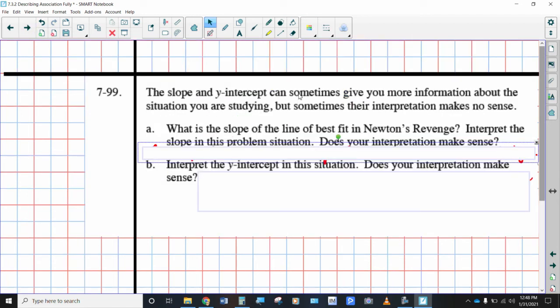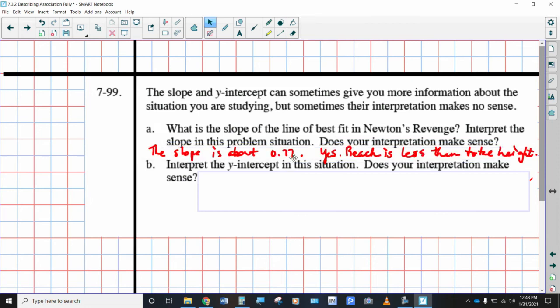So the slope and the y-intercept can sometimes give you more information about a situation you are studying. Sometimes their interpretation makes no sense. In this particular one, for my line of fit, I feel like the y-intercept did make sense. What is the slope of the line of fit? And interpret this for this particular meaning.